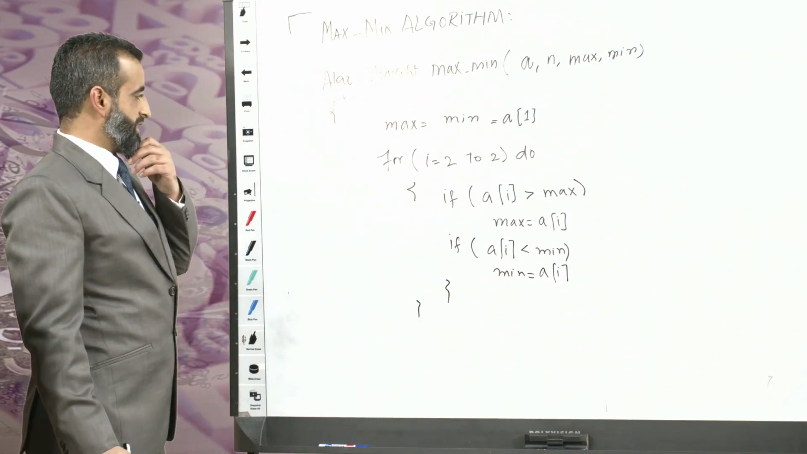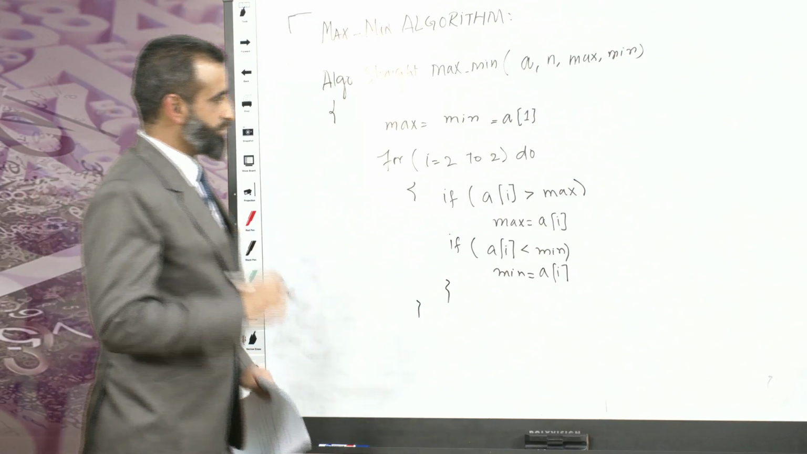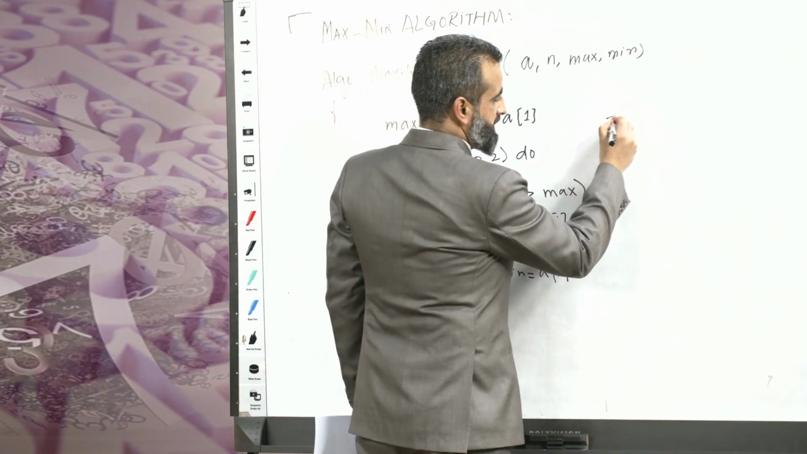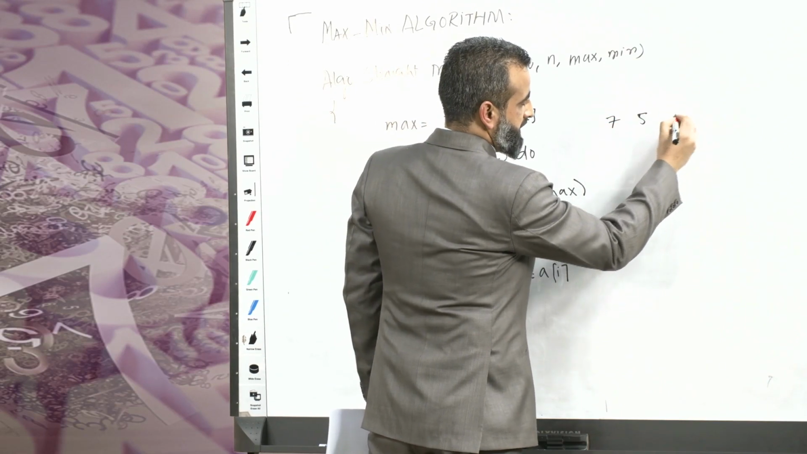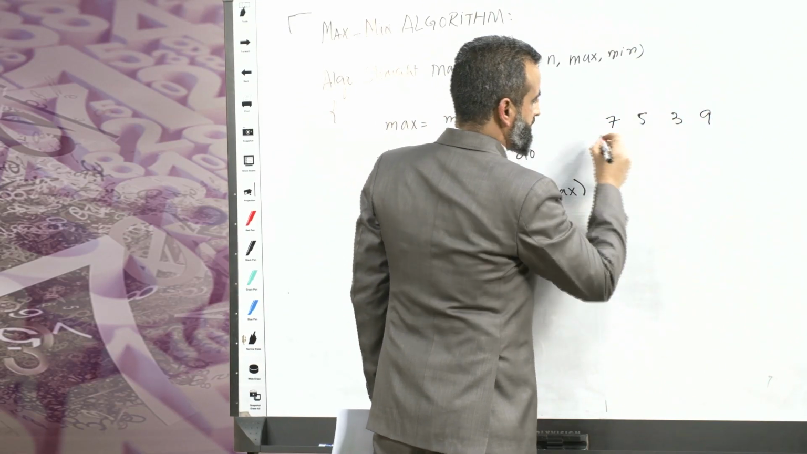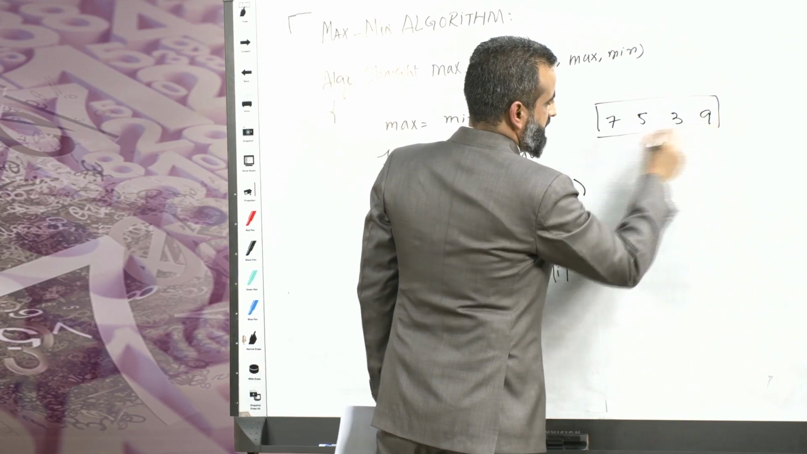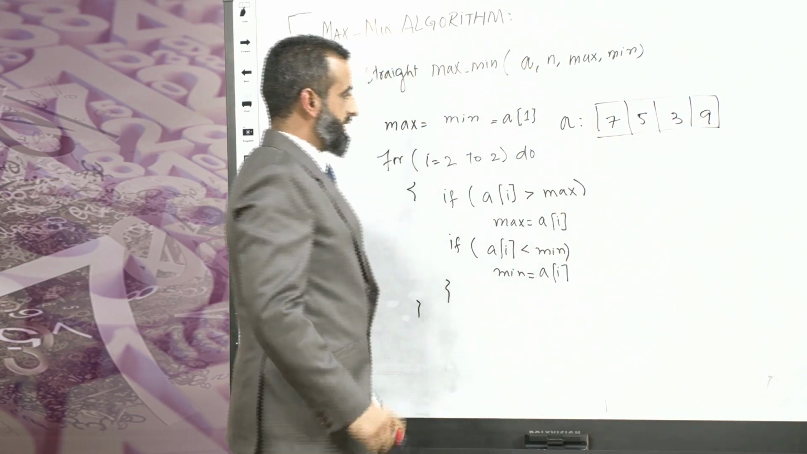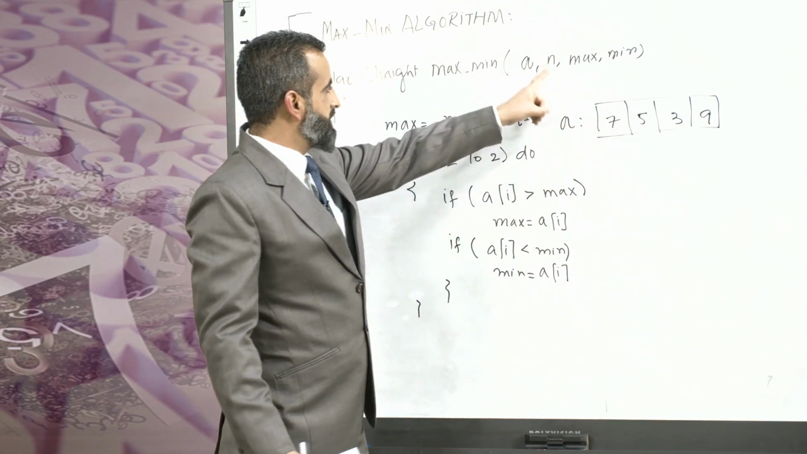Let's look at how this particular algorithm works. Let's take an example to help you understand. Let's assume I have a set of numbers: a 7, a 5, a 3, a 9. This is the given set of elements. Let's call this set A, and the value of n in this case is 4.